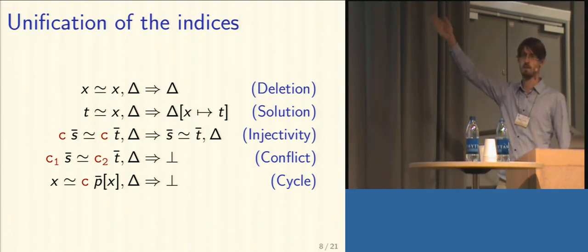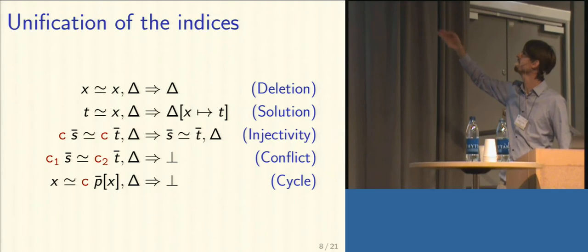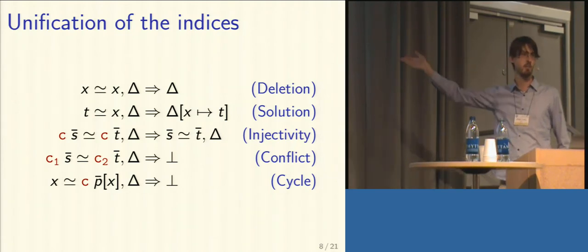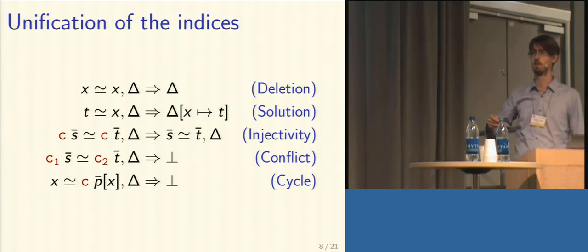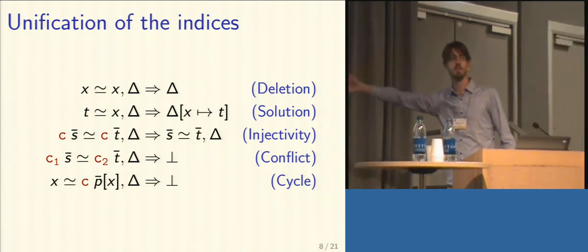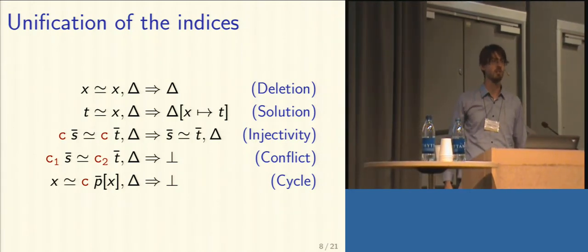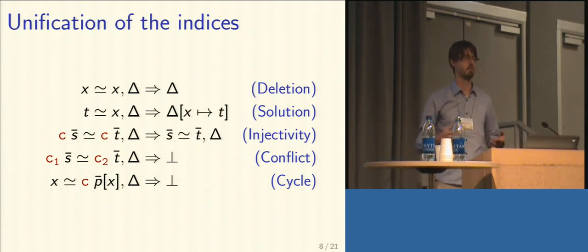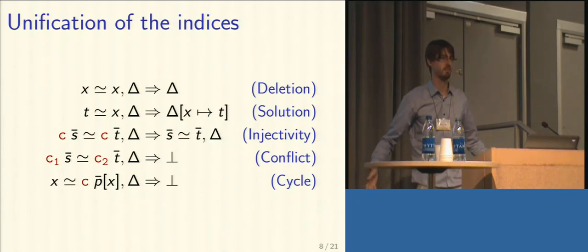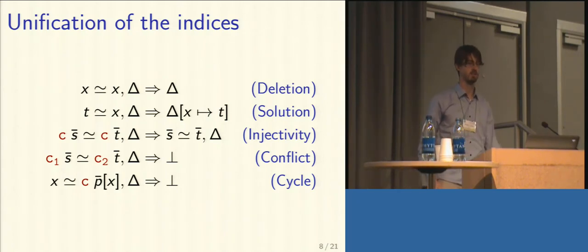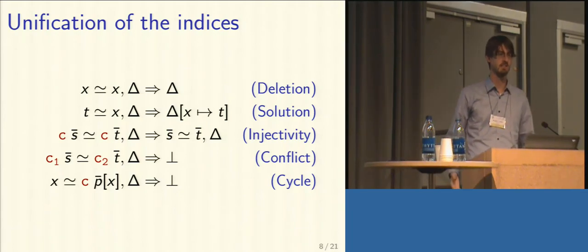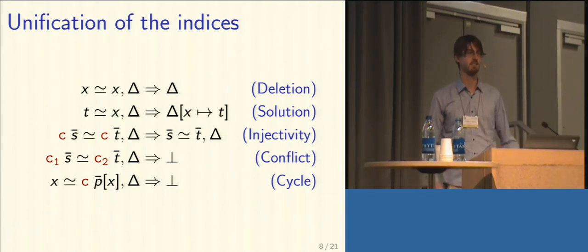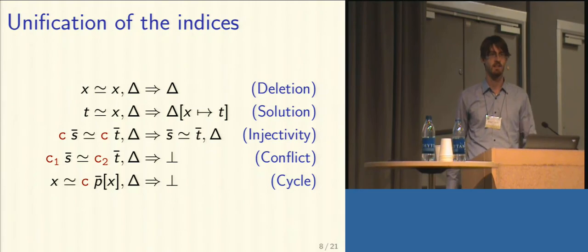It has five rules. If we have a reflexive equation, we can delete it. If we have a variable on one side that doesn't occur on the other, then we can just solve this equation. We have injectivity and disjointness of constructors. And finally, if there's a cycle, for example if n equals the successor of n, then we can discard it and say that this is an impossible case. So we can just skip that case in the definition.